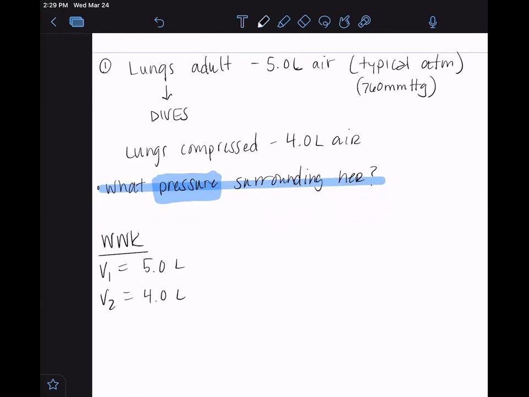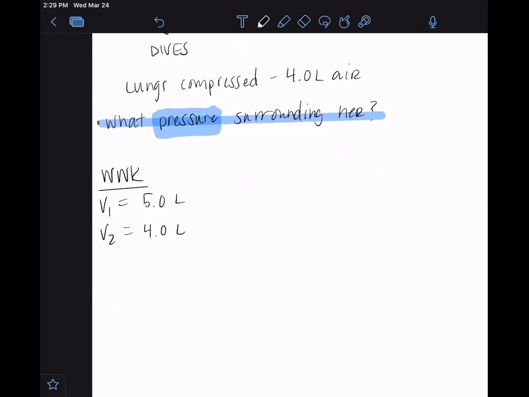Now I'm given 760 millimeters of mercury because that is typical atmospheric pressure. And not to mention, the question is asking what pressure is surrounding this diver. So our initial pressure, P1, was 760 millimeters of mercury. So here's the thing. You can leave this as 760 millimeters of mercury. You don't need to move it to atmospheres, okay? As long as your volumes are in the same exact unit, there's really no converting here.